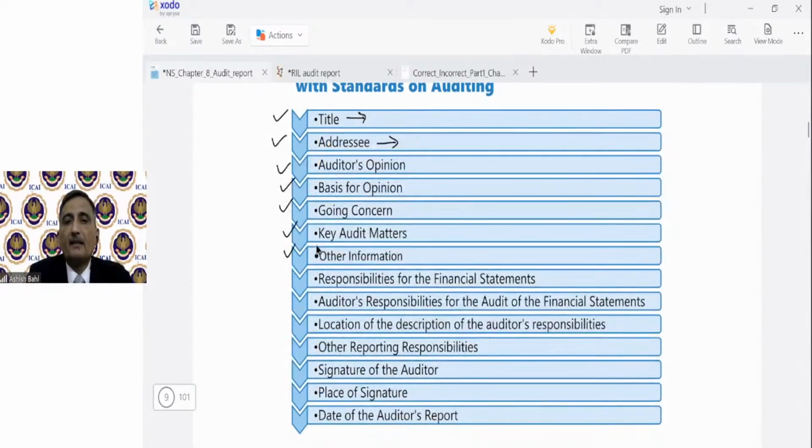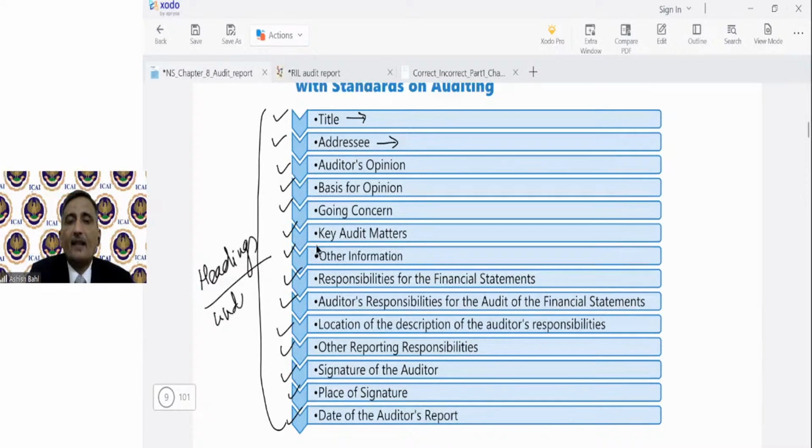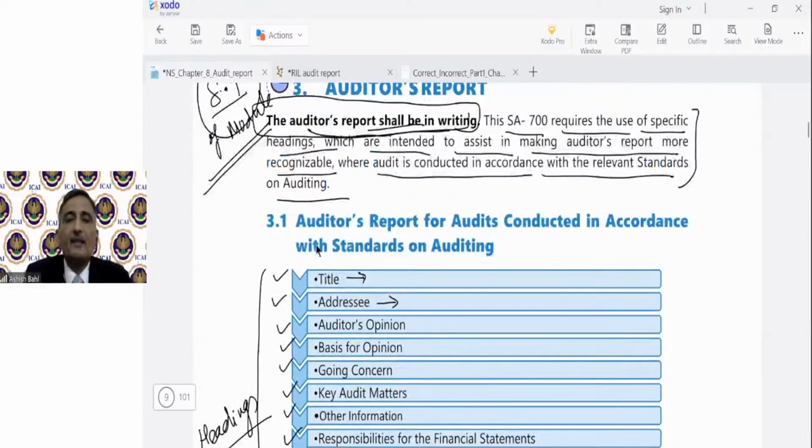responsibilities for financial statements. It means management's responsibilities for financial statements. Auditor's responsibility for the audit of financial statements. Location of description of auditor's responsibility. Other reporting responsibilities, signature, place, date. So these are the headings which are required under SA 700 to be used in the audit report when an audit of financial statements is carried out in accordance with standards on auditing. So clear, students?